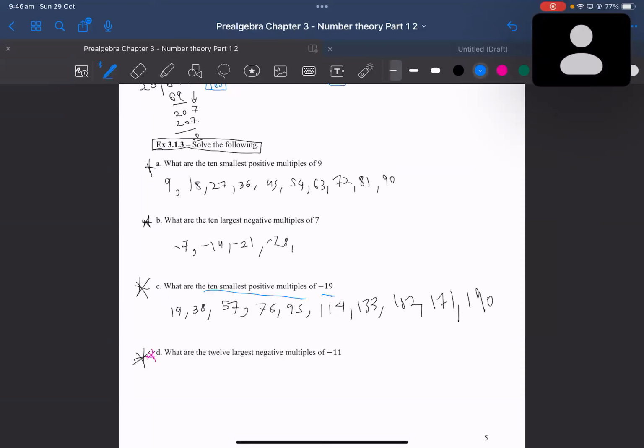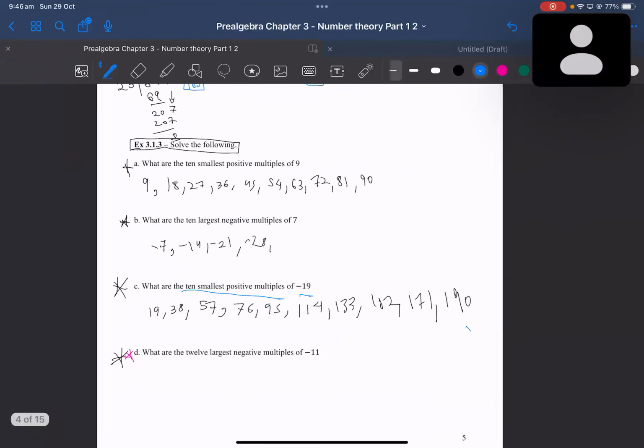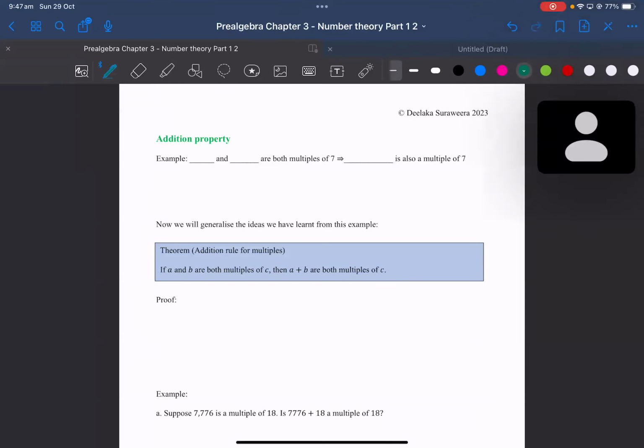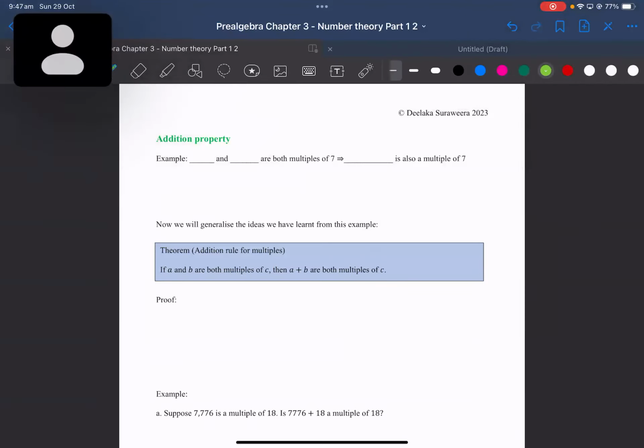So that's the key ideas. But now we're going to skip D. If you don't know, that's good. Now we're going to go to this important property of multiples, which is the addition property. Some of you probably haven't seen too much of this before.